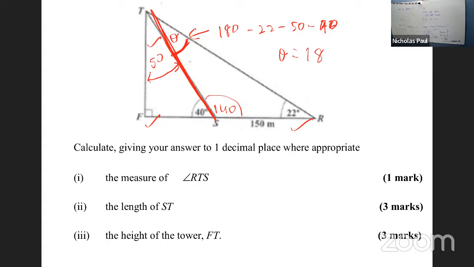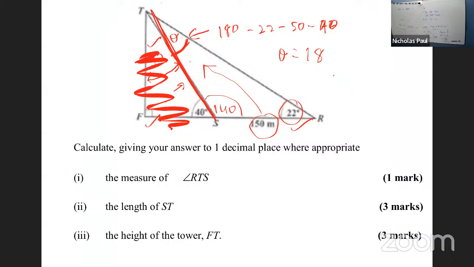So you would recognize that the only rule we can use there is the sine rule. We'd have to use a non-right angle triangle. We can't use the right angle triangle here. We don't have enough info, so we have to use the sine rule. We have an angle, a length opposite that angle, and we want to find the side opposite another angle. So it's 150 over sine 18 is equal to ST over sine 22. Cross multiply and work it out. ST is equal to 150 sine 22 over sine 18.